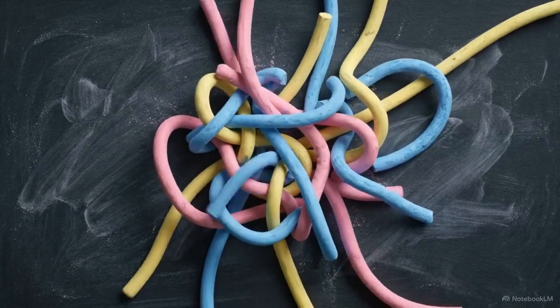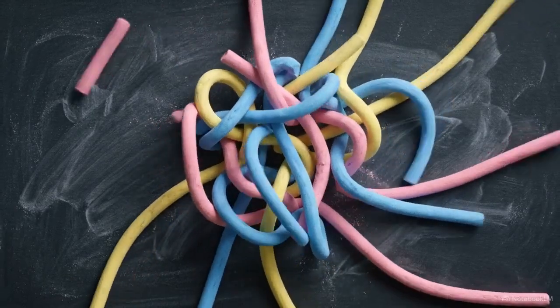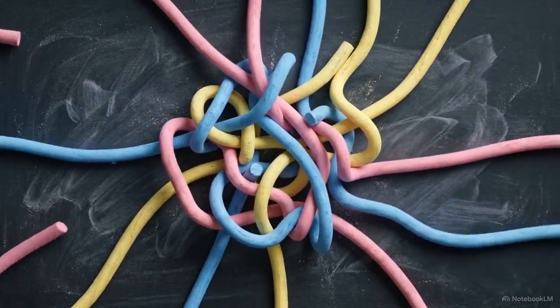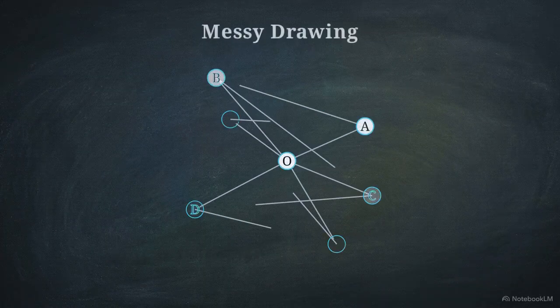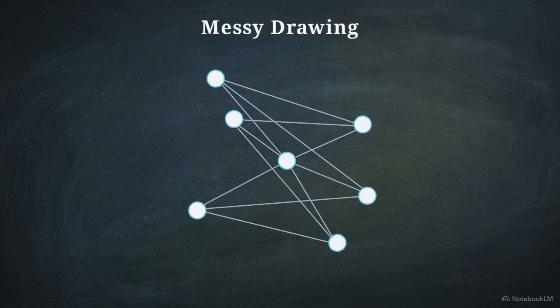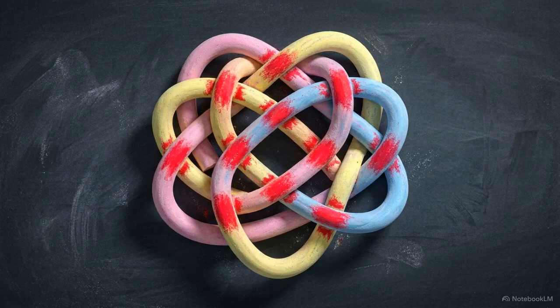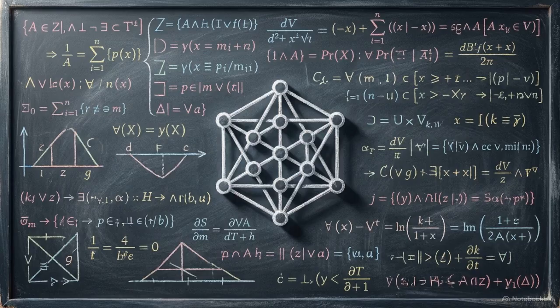If you draw a complex network of lines on a piece of paper, you quickly run into a physical limitation. The lines have to cross. Sometimes a crossing is just the result of a messy drawing, and you can easily untangle it by shifting a few paths around. But other times, a shape is inherently intertwined. Proving the difference between a clumsy sketch and a shape that is strictly impossible to flatten requires rigorous mathematical proof.